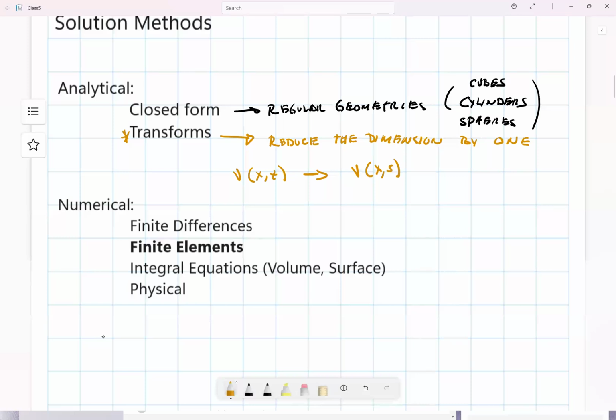And therefore, all the s elements are taken as algebraic. So transforms reduce the dimension of the differential equation by one.